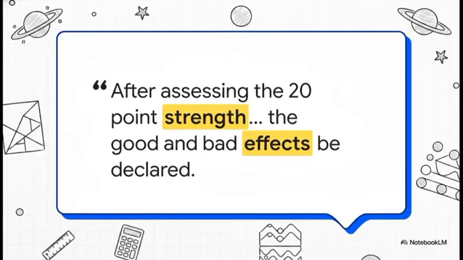The whole point of this rigor is captured perfectly right here in the translation. After assessing the 20-point strength of the ascending degree, other houses, and the planets, the good and bad effects be declared. A reading is never just guesswork. It's a formal declaration made only after running these meticulous, multi-layered calculations exactly as the text demands.